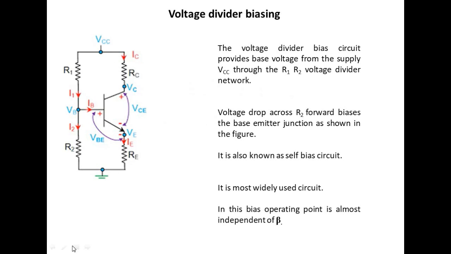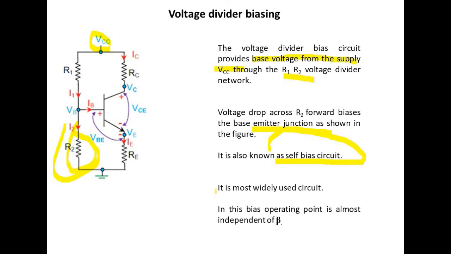Now come to the voltage divider biasing. The voltage divider bias circuit provides base voltage from the supply VCC through the resistor R1 R2 voltage divider network. Means base voltage is being provided by the VCC with the help of R1 and R2. Voltage drop across R2 forward biases the base emitter junction. Voltage drop across this R2 will forward bias the base emitter junction. It is also known as self bias circuit.